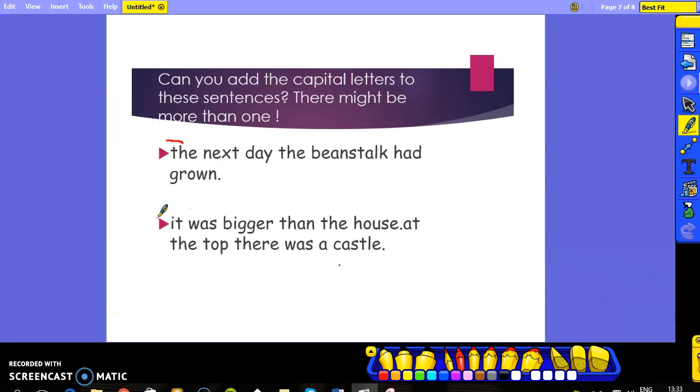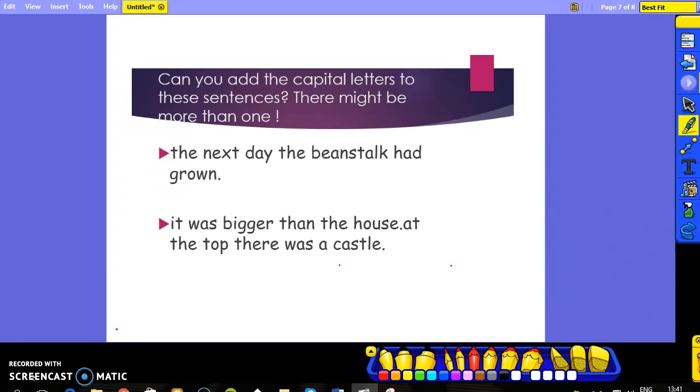Can you pause the video and have a go at writing the capital letters for B and E? So here I have a sentence about Jack and the Beanstalk, and it says, the next day the beanstalk had grown. I would change this small t and make it into a capital T, as it is the beginning of a sentence. Can you have a go now at adding the missing capital letters to the next two sentences below? There might be more than one, so be careful.